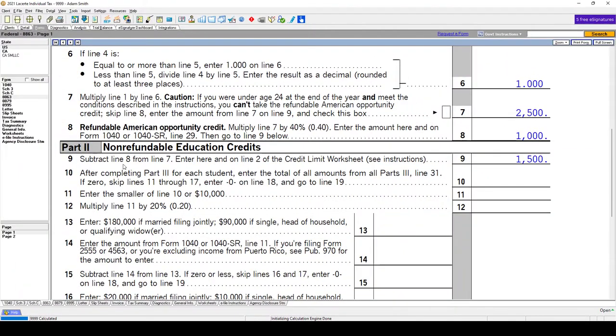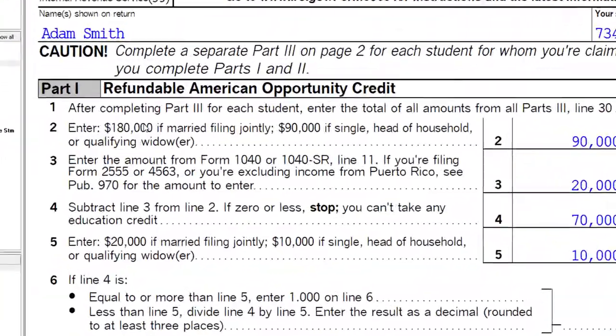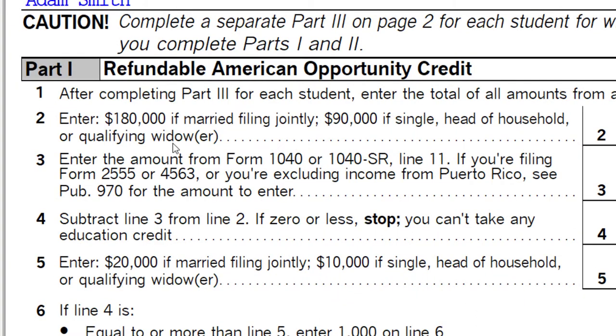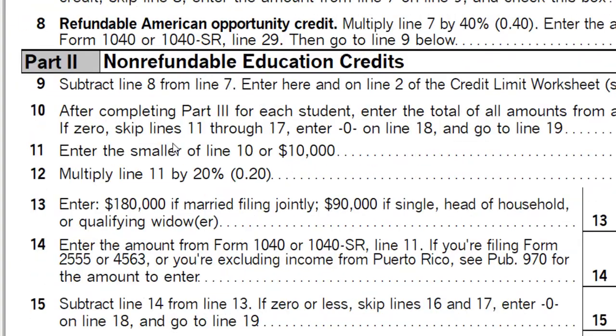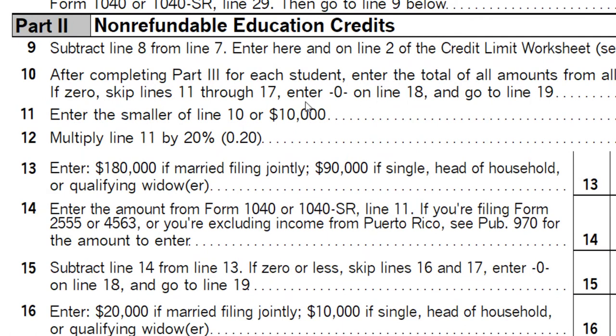So in this case, we're looking at the non-refundable component. We had the refundable item, which is basically the American Opportunity Credit. And then the non-refundable, we pulled in down here, which says subtract line 8 from 7, enter here and on line 2 of the credit worksheet. And the credit worksheet would basically be in the instructions.